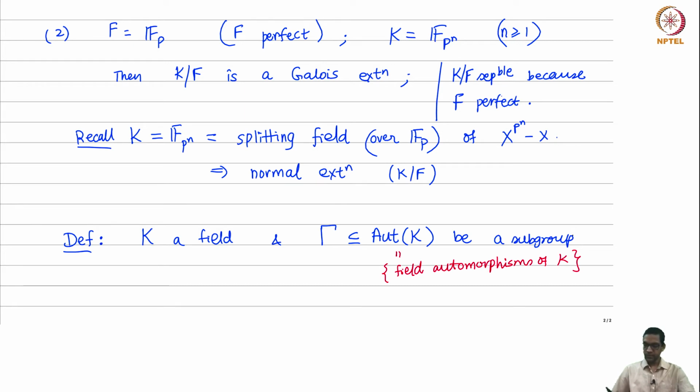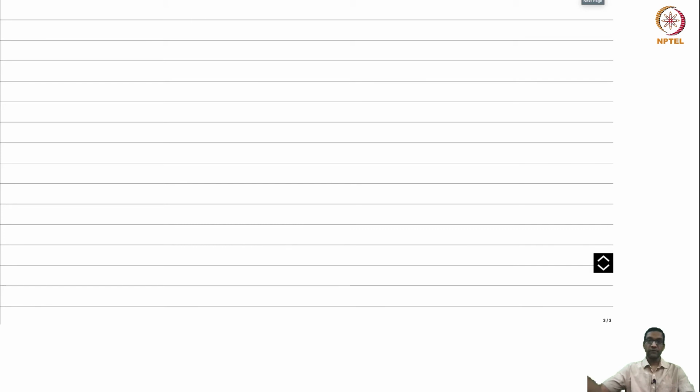So if I take Gamma a subgroup, then the definition is the following. Let K be a field, Gamma be a subgroup, then we write K superscript Gamma, K^Gamma, to be the set of all elements of K which are fixed by every element of Gamma. Okay, so sigma of a should be a, and this should be true for every sigma in Gamma. Okay, so this K^Gamma then is, so let's check the following simple property.